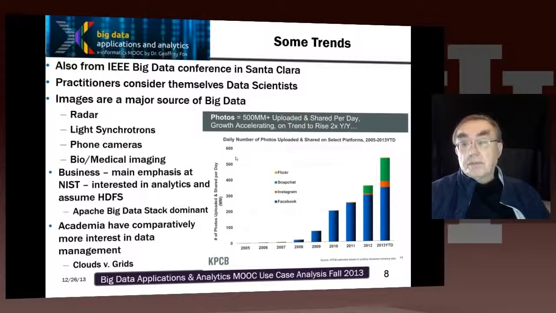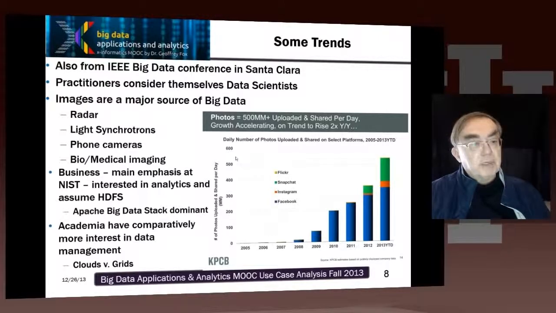If we look at what we learned at the NIST process, that was actually compatible with what, for instance, I learned at the Big Data Conference in Santa Clara in October 2013, and it was quite striking. One interesting feature I found from this process was the number of people who said they were data scientists. I hadn't realized until that involvement how many people, especially from industry, consider themselves data scientists.